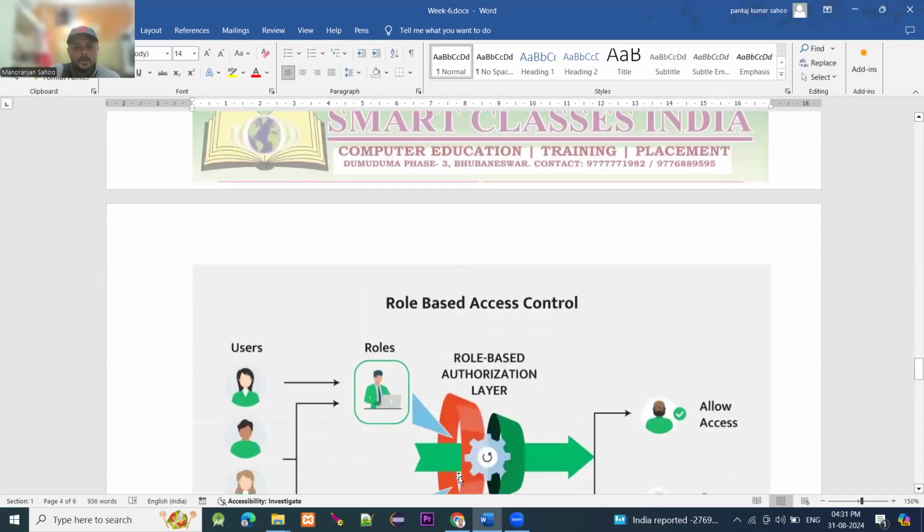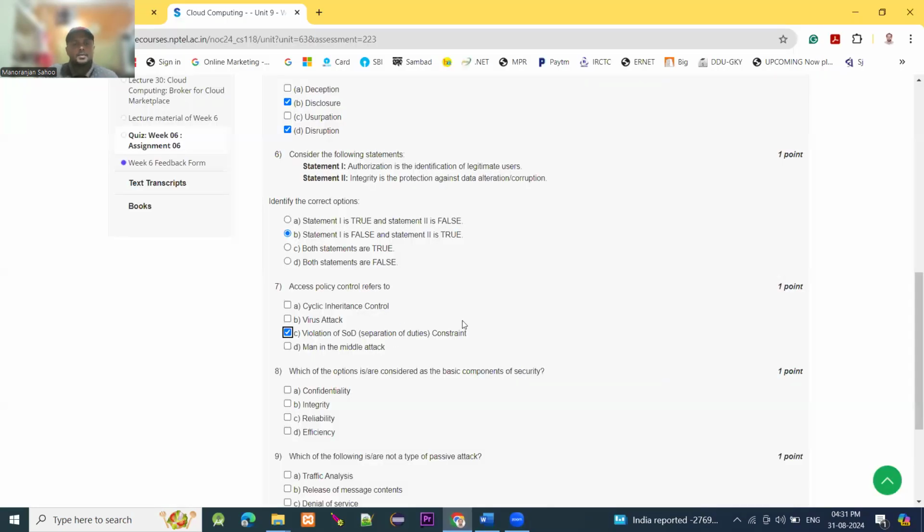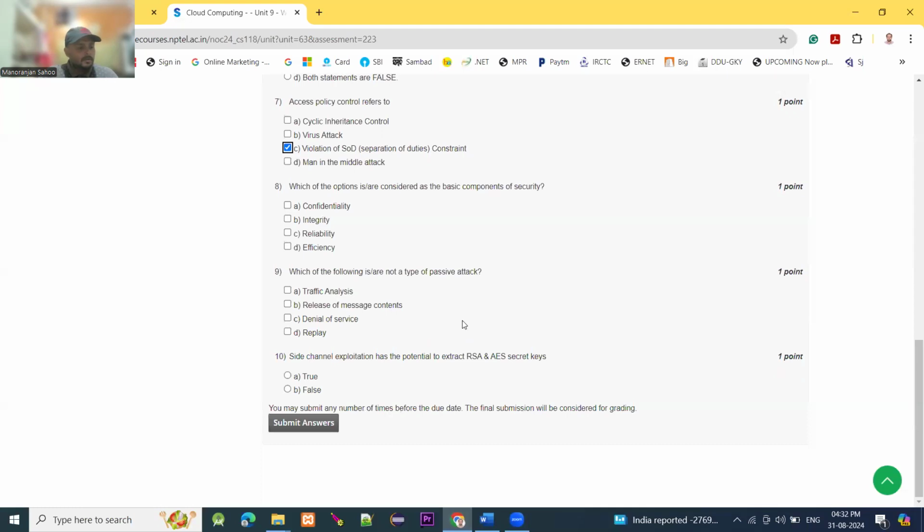Moving to question number 8. Which of the options is or are considered as the basic component of security? Three things are there. We may find here basic component means option A, confidentiality and integrity. Confidentiality and integrity are the basic components.